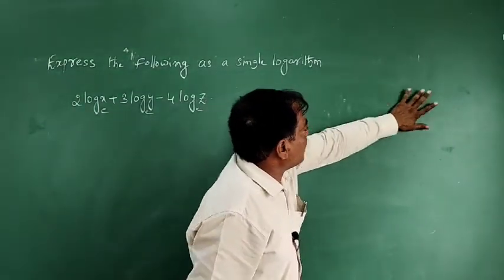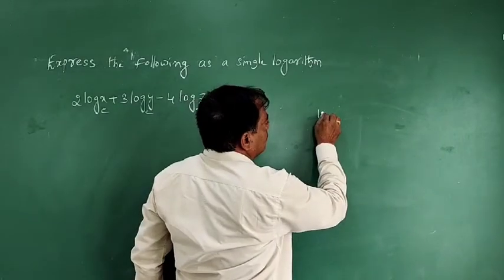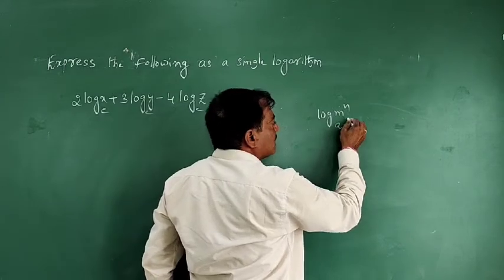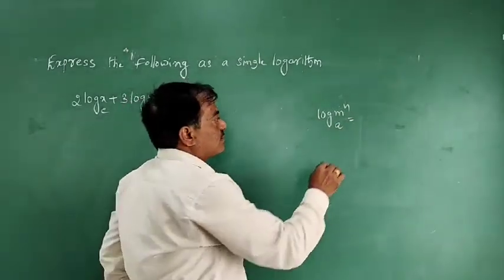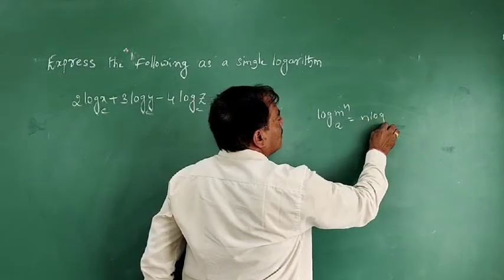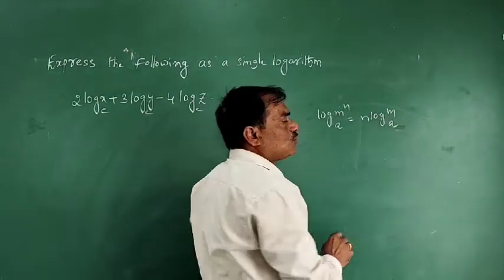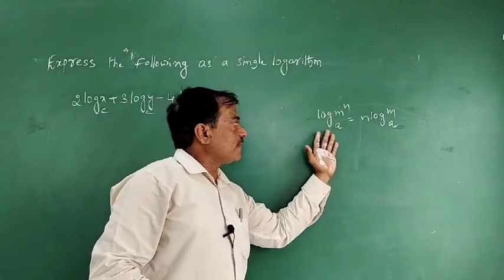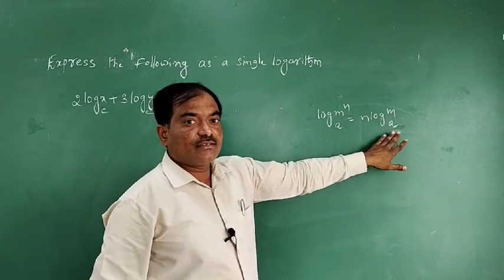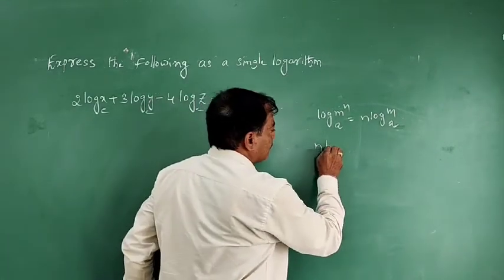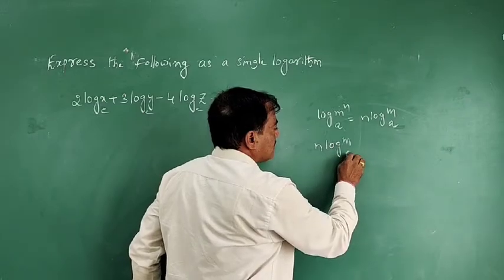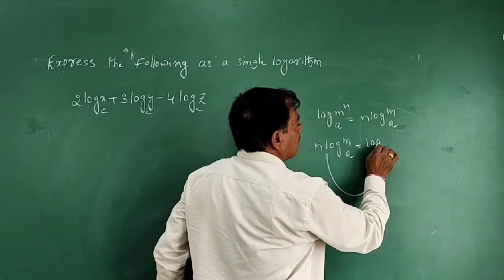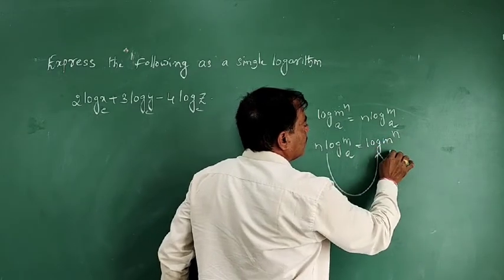Yes, so we know the property: log m to the power of n to the base a can be expressed as n into log m to the base a. So this is the straight property. If this kind of expression is given, it can be written in this form. And vice versa, if n log m to the base a is given, it is expressed in this form, log m to the power of n to the base a.